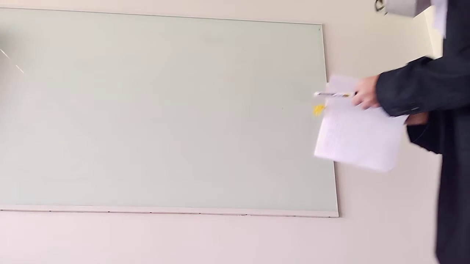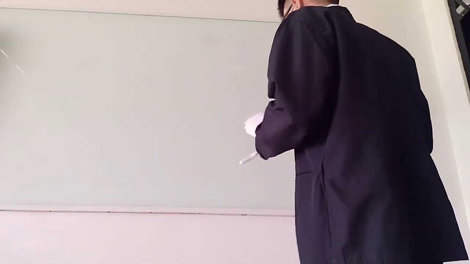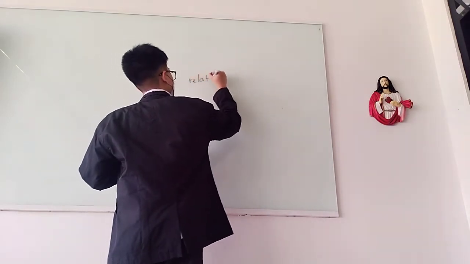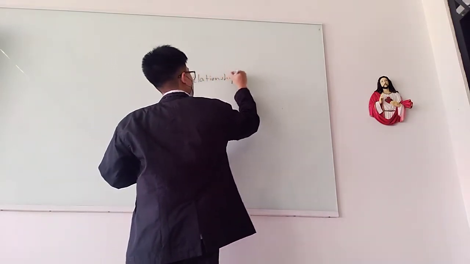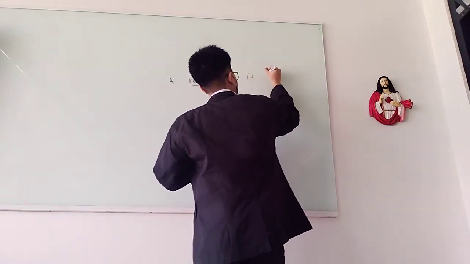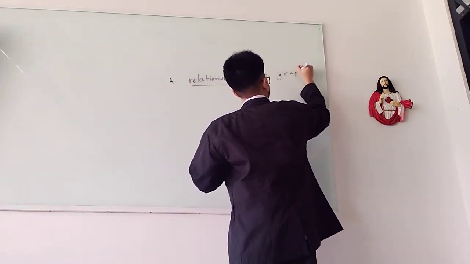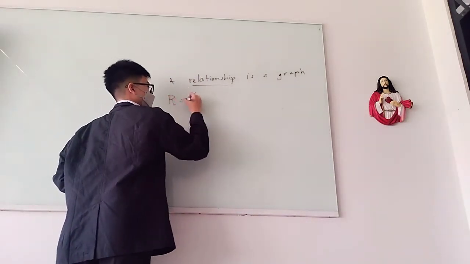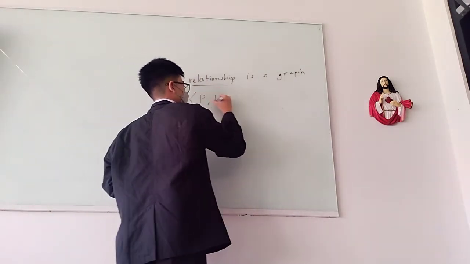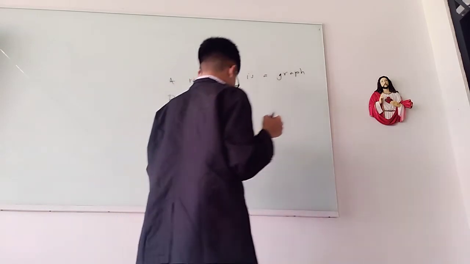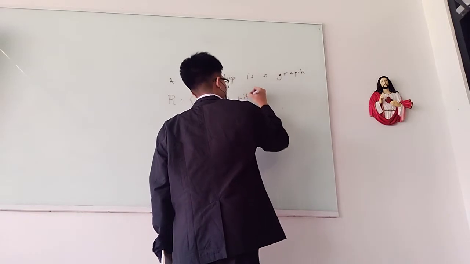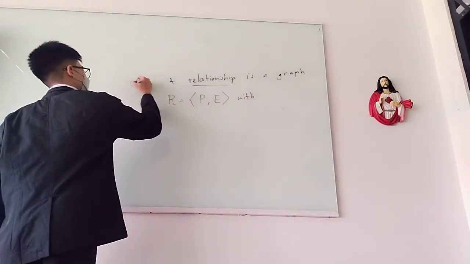So this is a very abstract definition, but a relationship is a graph, which I will call R. It's the ordered pair P and E. So this is definition 2.